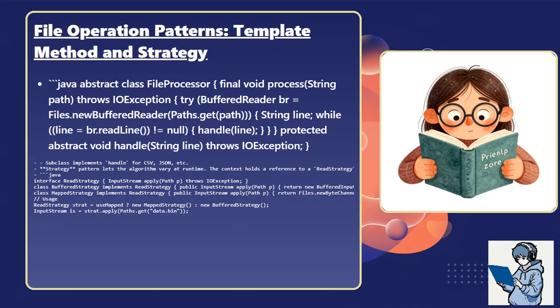In the usage example, a variable named strat is assigned a MappedStrategy if the flag useMapped is true, otherwise a BufferedStrategy. And then an input stream is obtained by calling apply on the chosen strategy with the path to data.bin. Practical tip: because the checks are cheap, always use the correct specifier. You gain safety for free.